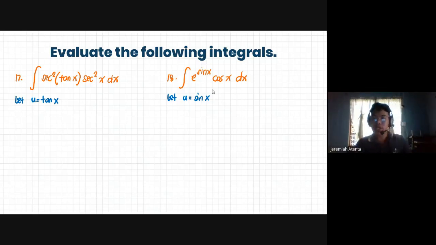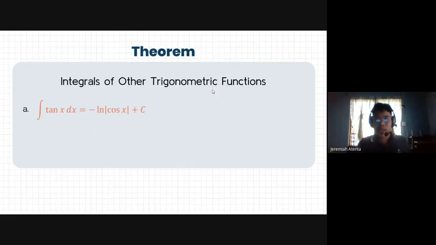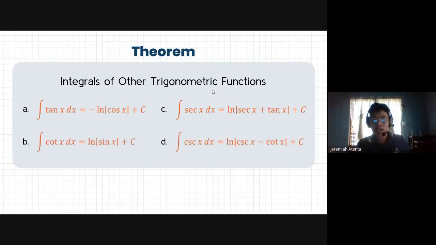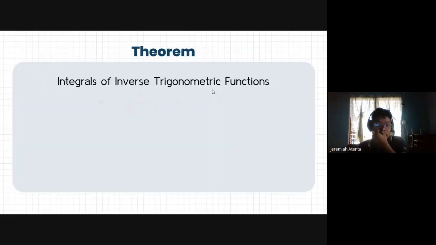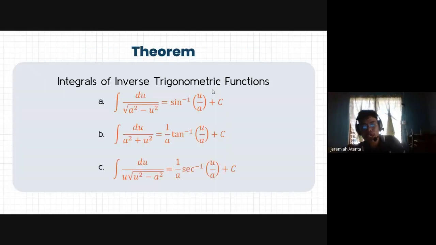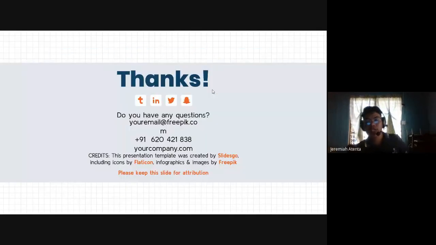The next, in your synchronous class, we will discuss the other formulas for the integrals of trigonometric functions. So this is for tangent, cotangent, secant, and cosecant. There are ln in those. Then we will have examples there. We will also discuss the integrals of the inverse trigonometric functions. There are only three of them, then we will have examples after. So I think that's it for today.